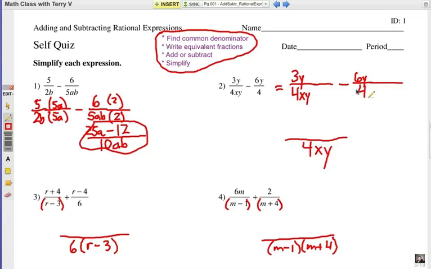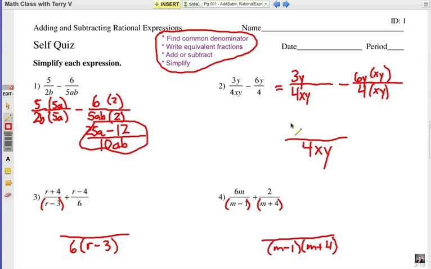Now let's figure out what's missing. 4xy is the same denominator that I need, right? So I'm going to multiply by 1s. Basically, I'm done here. If it's 4, then I'm missing the xy multiplication there, and I want to multiply top and bottom by xy.